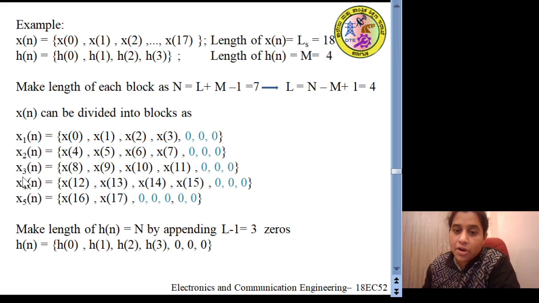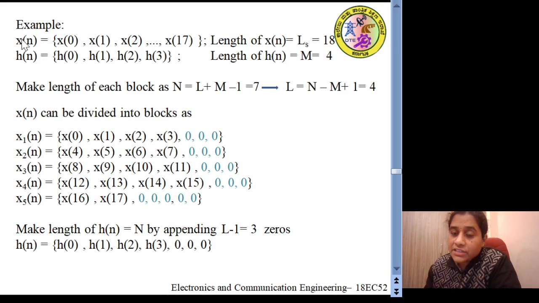Similarly, the next block x3 of n has x of 8, x of 9, x of 10 and x of 11, the 4 samples from the incoming long data sequence, and these 3 zeros are the m minus 1 zeros appended. So similarly, x4 of n is the next 4 values, say, x of 12, x of 13, x of 14 and x of 15, and this has to be appended with 3 zeros, that is m minus 1 zeros, such that x4 of n is also of length 7.